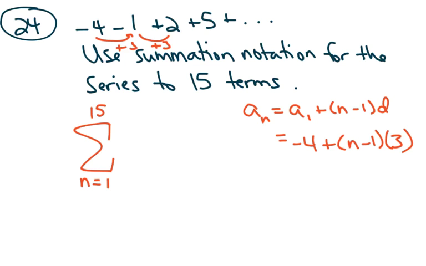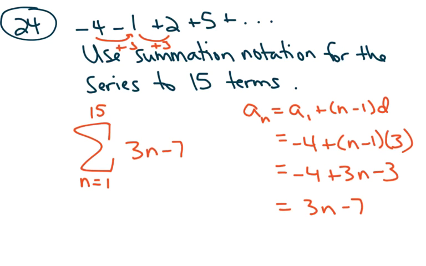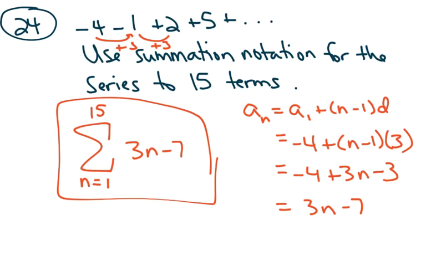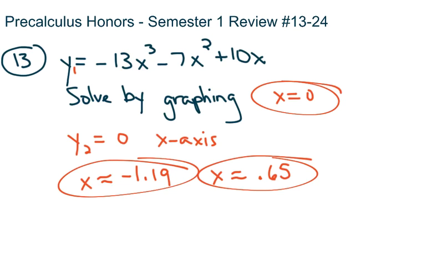And now I'm going to simplify that expression to put in summation notation. So I distribute, and then I combine like terms. So, in summation notation, this would be the sum of 3n minus 7 from n equals 1 to n equals 15. And that's the semester 1 review, problems 13 to 24.